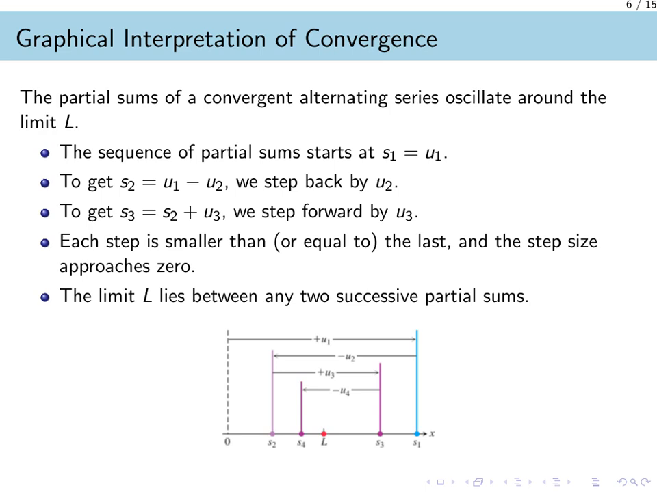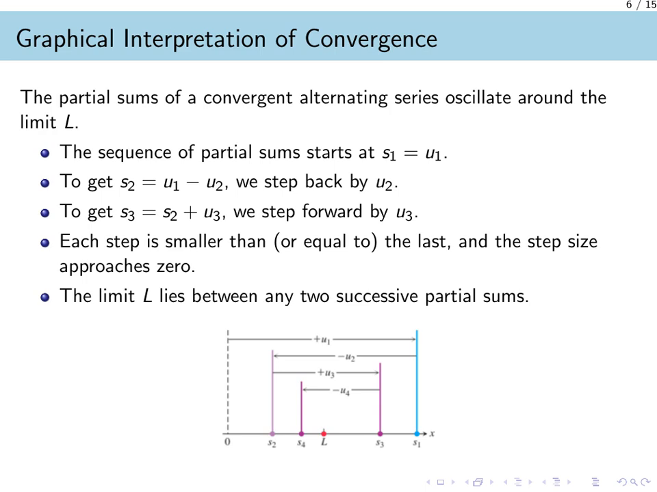Let us visualize how a convergent alternating series approaches its limit. This graphical view provides a strong intuition for why the alternating series test works. Imagine the partial sums as points on a number line. We start at the origin and take a step forward by the amount u1, landing at the first partial sum, s1. To find the second partial sum, s2, we subtract u2, which means we take a step backward. Then, to get s3, we add u3, taking a step forward again.